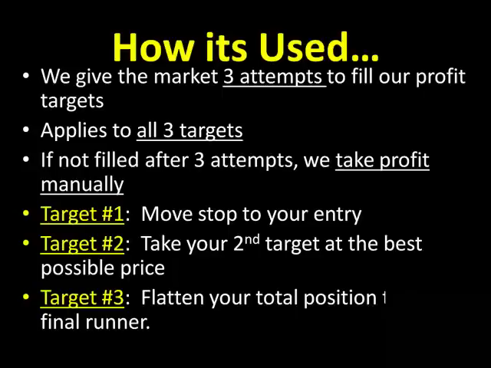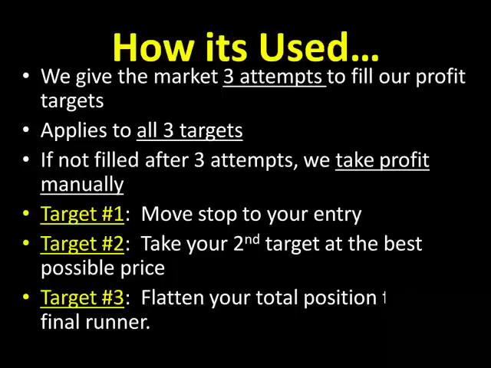Now for the second target, 1, 2, 3 strikes, if we don't get that second target filled, we'll then take your second target at the best possible price. Now I can do this 2 ways. Using my dome, I can hit the market button in the opposite direction of my trade. Make sure you have the right number of contracts there, of course. That will take off 1 contract manually at the market price. Or you can simply grab your second profit target and put it over where the current price is trading, and it will fill it for you there.